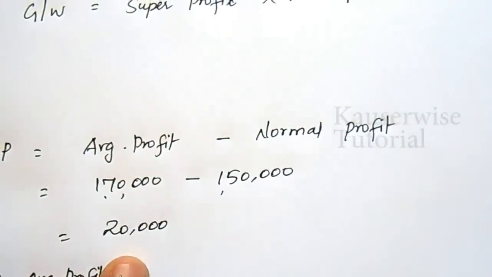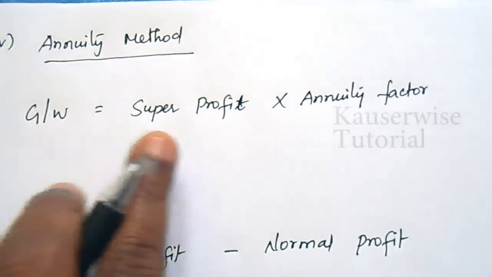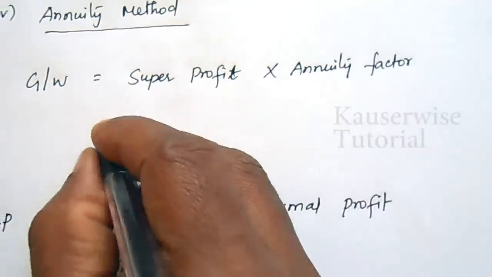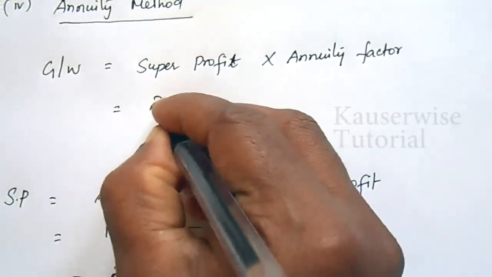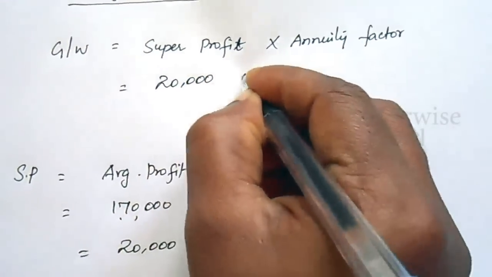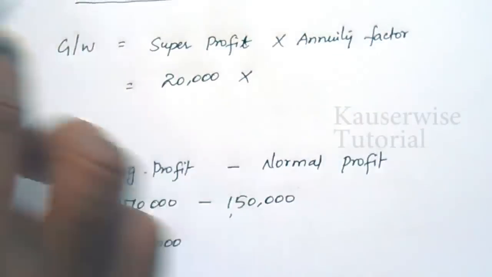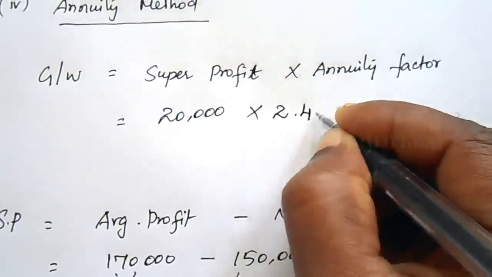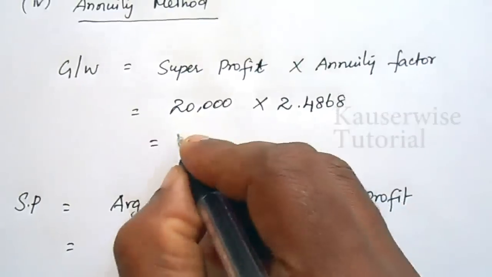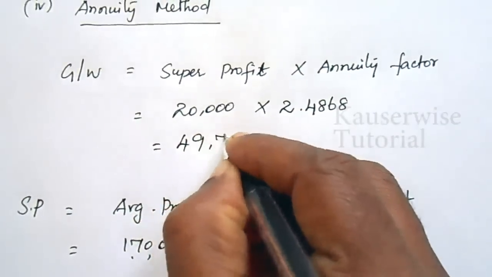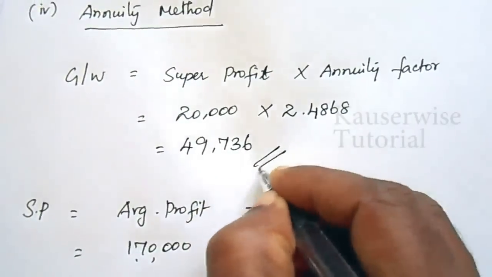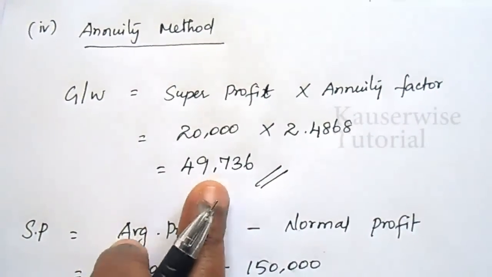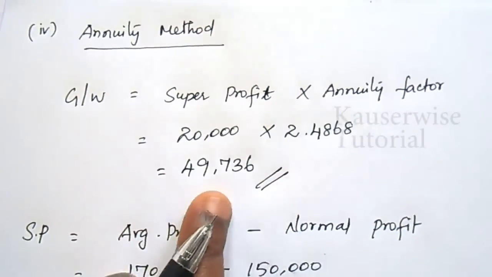Now go for goodwill calculation. So goodwill is equal to super profit into annuity factor. Super profit is 20,000 into annuity factor. Just look at the problem. 2.4868. 49,736 according to annuity method.